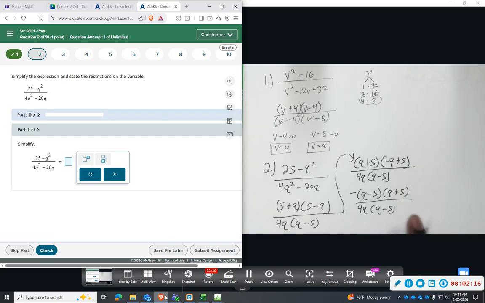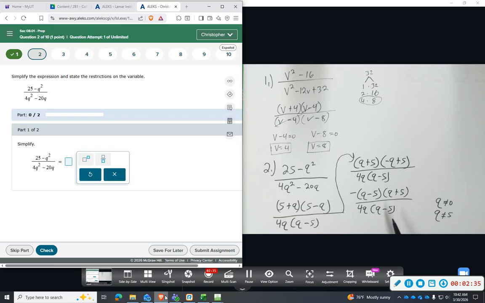All right, what makes the bottom 0? If you plug in a 0, 4 times 0 will be 0, and then 0 times anything will be 0. So q cannot be 0, that's going to be a problem. And then also if we let q equals 5, 5 minus 5 will give us 0. So q cannot be 5.